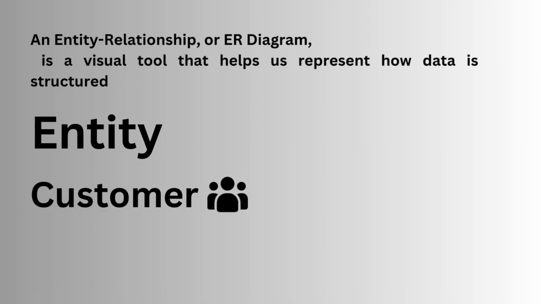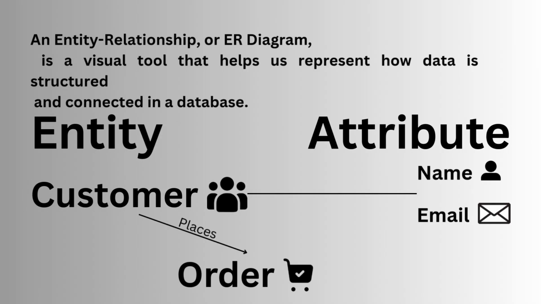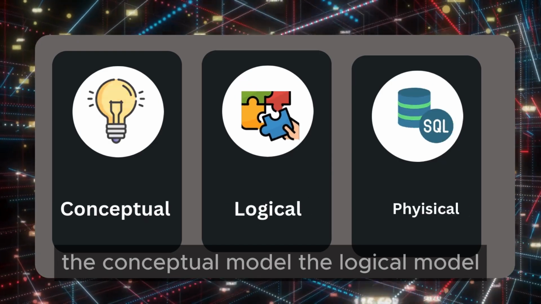An entity relationship, or ER diagram, is a visual tool that helps us represent how data is structured and connected in a database. It uses entities, attributes, and relationships to show the big picture. When building a database, we usually move through 3 stages: the conceptual model, the logical model, and the physical model.